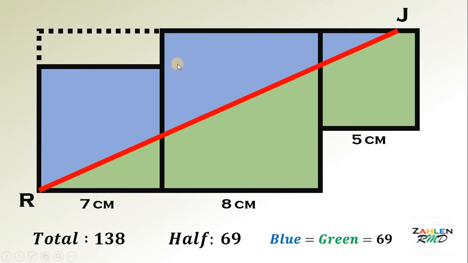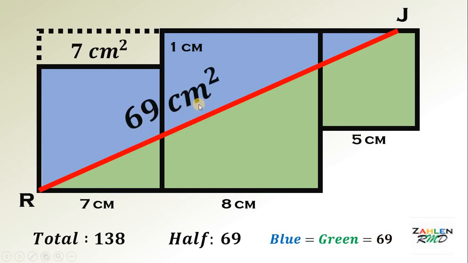Now we know that the length of the side of this square is 7 centimeters and the length of this big square is 8 centimeters. Therefore, this piece measures 1 centimeter. And the area of this small rectangle is simply 7 centimeters squared because 1 times 7. Don't forget that the area of the blue region and the green region is equal to 69 centimeters squared. Therefore, this blue region is simply 69 centimeters squared. Therefore, we have the area of this right triangle. And the total area of this right triangle is simply 7 plus 69 centimeters squared.